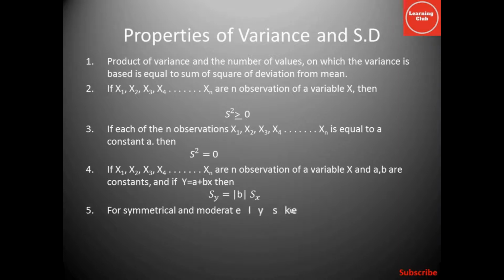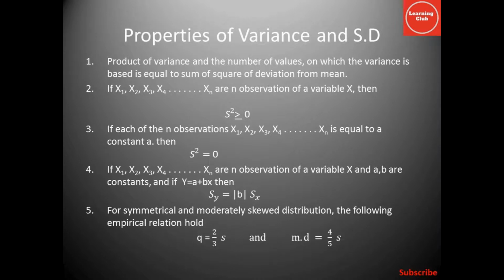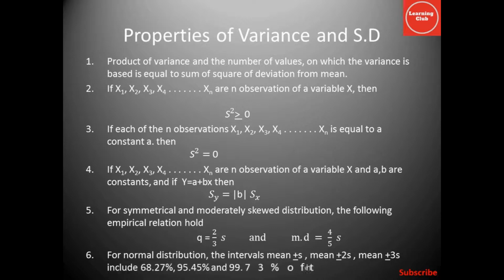Property number 5. For symmetrical and moderately skewed distributions, the following empirical relation holds: mean deviation is 4 over 5 s and quartile deviation is 2 over 3 s. For a normal distribution, the intervals mean plus minus s, mean plus minus 2s, and mean plus minus 3s include 68.27%, 95.45%, and 99.73% of the values respectively.